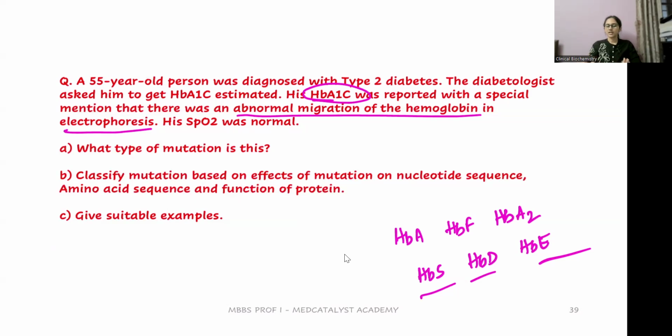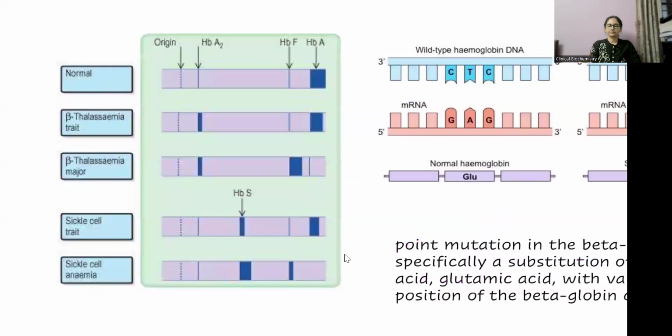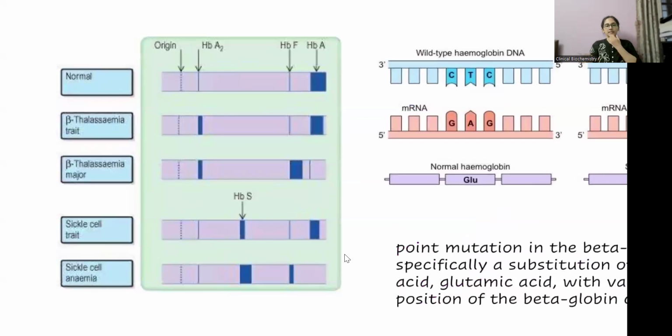So all of you have given good answers. It is a hemoglobinopathy only. But what is a hemoglobinopathy? They are mentioning that there is abnormal migration of hemoglobin in electrophoresis. So let us just see this abnormal migration here. What is this abnormal migration?